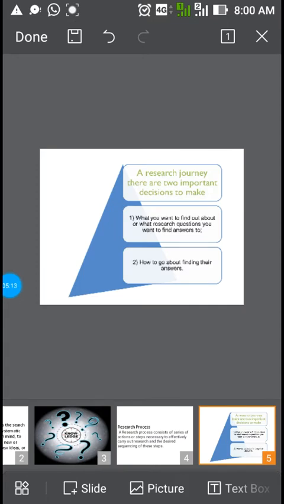So before selecting any topic, he should know how he is selecting that particular topic, what he would like to find out about it, and what research questions he needs to find answers to. If he finds the question or the problem, then how is he going to find the answers? He should have all the basic ideas and concepts regarding this topic.